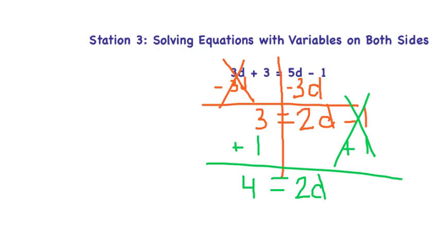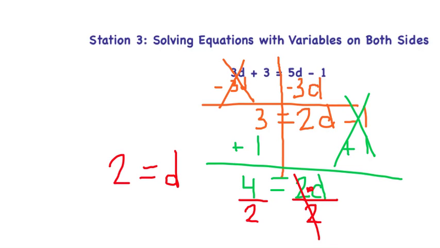My last step is to undo any multiplication or division that I see, and so I see I have 2 times D, and I know the opposite of times 2 is divided by 2. I need to do that on the left also. 2 divided by 2 is 1, so I've isolated D. I've gotten D by itself, and 4 divided by 2 is 2. So 2 is the number that I could replace D with to make that equation true.